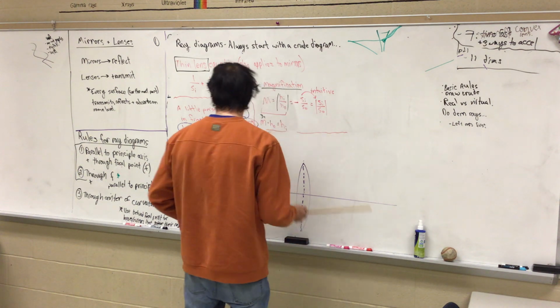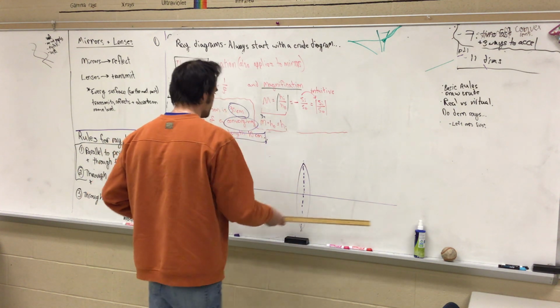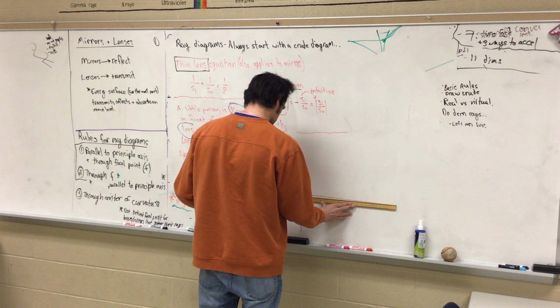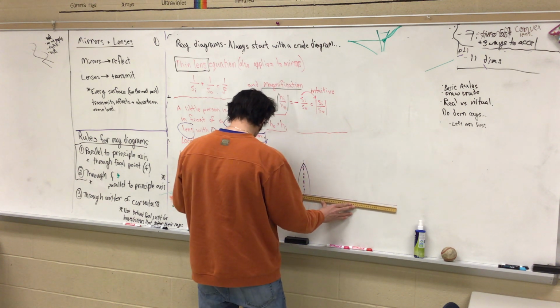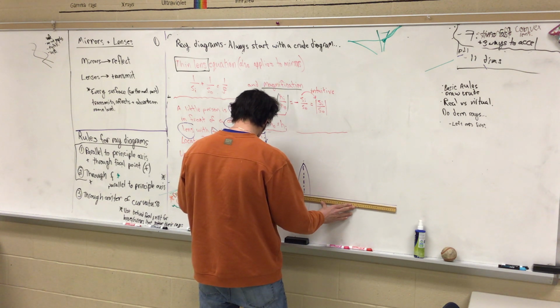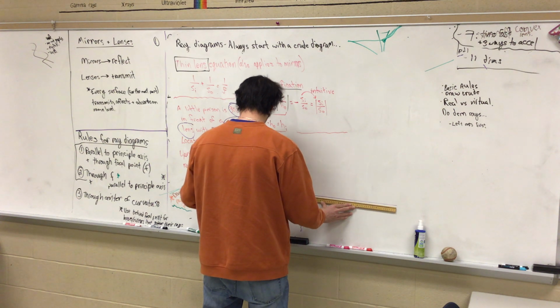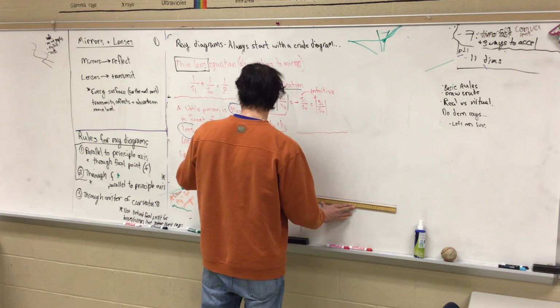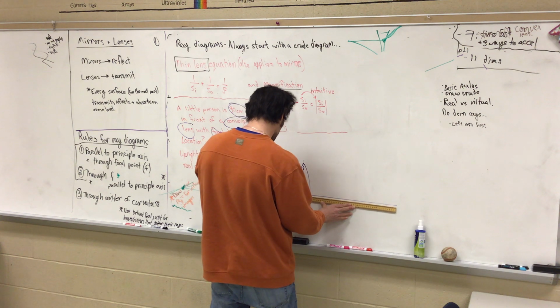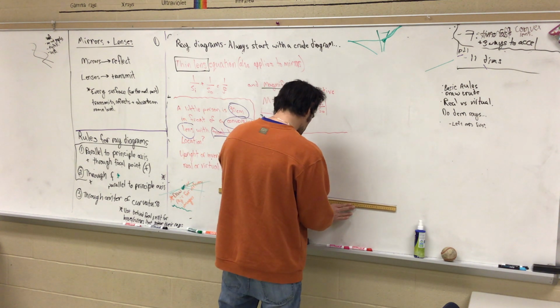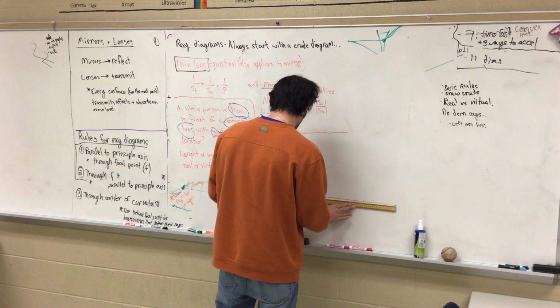And the person is standing 30 centimeters in front of a converging lens. 30 centimeters, that would put the person about here, standing upright. And it has a focal length of 10 centimeters. So the focal length is going to be right here on this side, and I'm going to draw my focal length behind the lens as well.